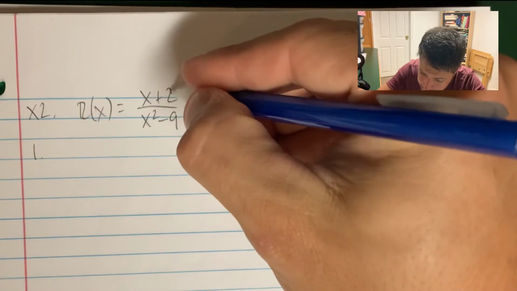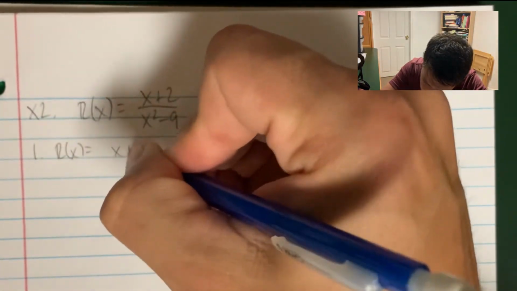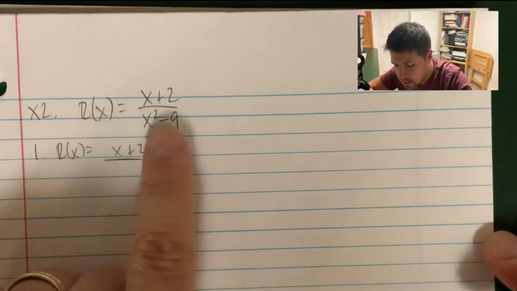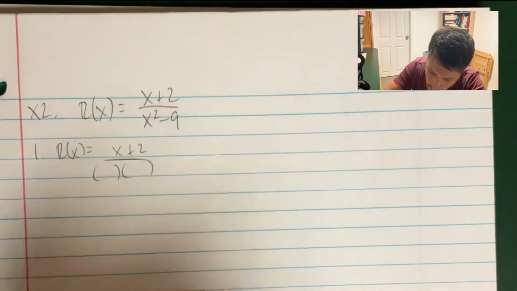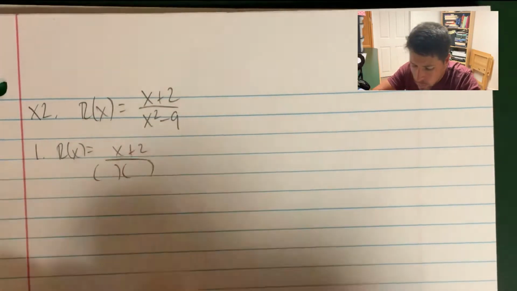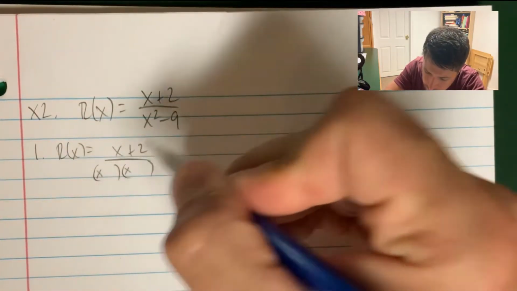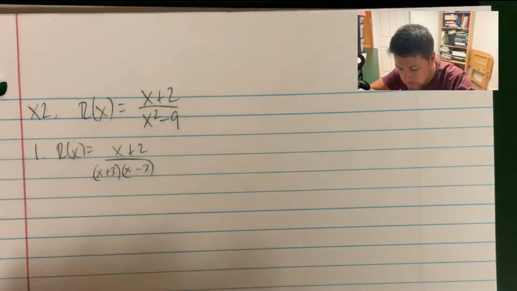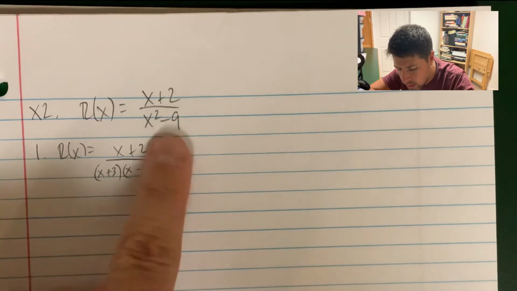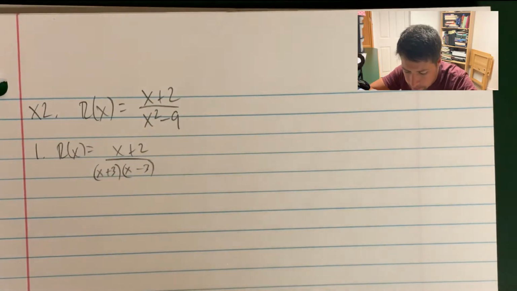The top is already factored. The bottom needs to be factored. So let me write this as x plus 2 over... This is a difference of 2 squares, which is a dots question. So I can factor it like this. X squared is going to be x times x. And when I have a minus 9, I can do an x plus 3 and an x minus 3. And I can go ahead and think about foiling this out to figure out, is that what I'm going to get on the bottom? Yes, it is.